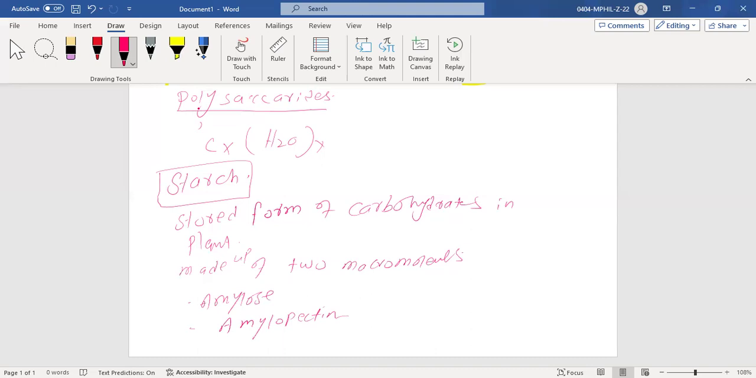So monomers are the single unit of starches. What would be the single unit here? Because it is polysaccharide, there must be some single unit, that is glucose. Glucose is the monomer of this starch. By the repetition of glucose, this structure is formed. So let's talk first about amylose, because we have discussed these are two macromolecules.